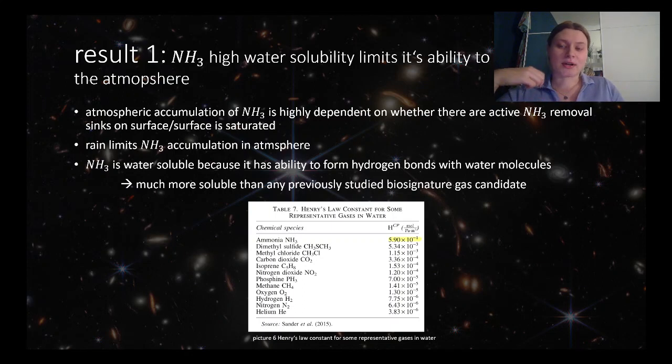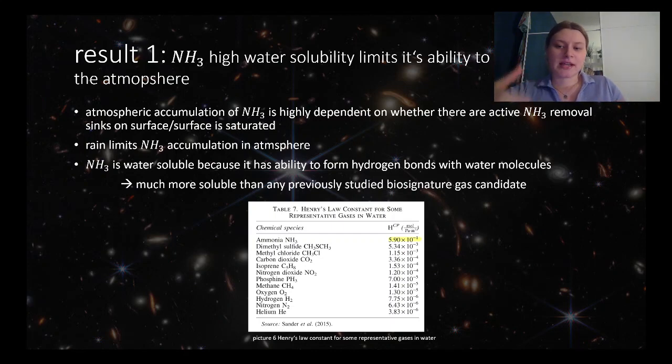Result number one that I'd like to talk about is that NH3's high water solubility limits its ability to accumulate in the atmosphere. As I already told you, the atmospheric accumulation of NH3 is highly dependent on whether there are active NH3 removal sinks on the surface, or if the surface is already saturated. Rain limits NH3 accumulation in the atmosphere because NH3 is so highly soluble, and rain takes it down into the ocean, for example, so there is less NH3 in the atmosphere for us to detect.